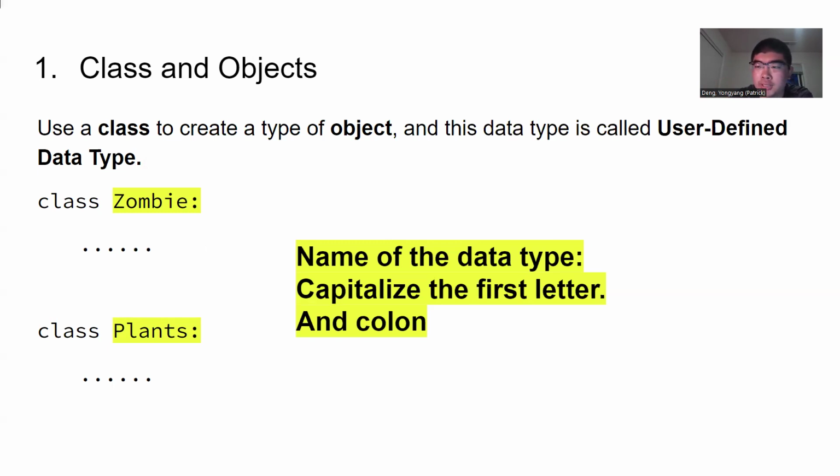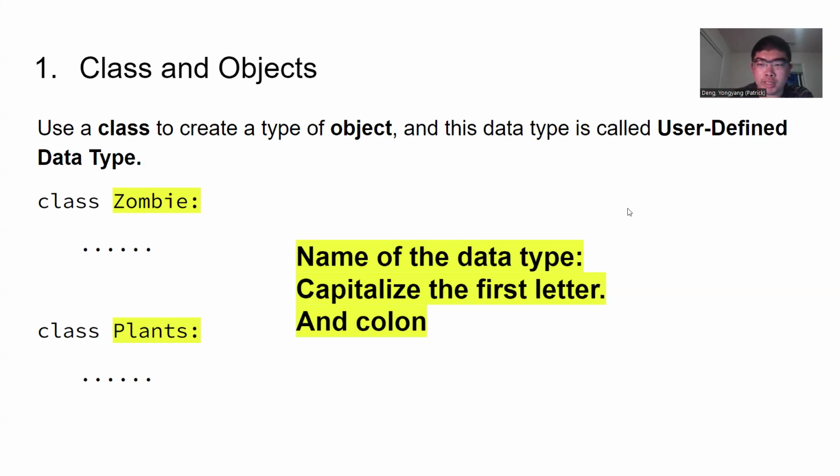So this is like trying to make a type of the object. It is not a single object. If you want to create a single object, you have to use this class and then create an independent object.